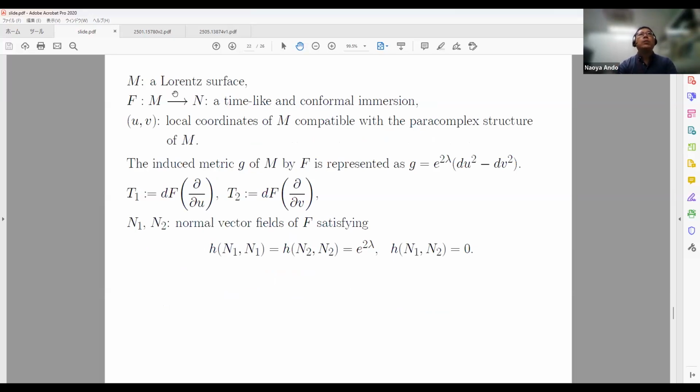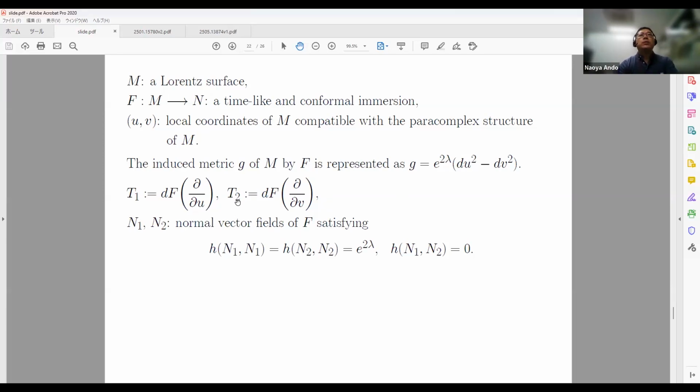Let M be a Lorentz surface and F a time-like and conformal immersion. Let U, V be local coordinates of M, compatible with the paracomplex structure of the Lorentz surface. Then the induced metric G of M is represented like this. Lambda is a real valued function. Notice this minus because the surface is time-like. So the signature of the induced metric has plus minus.